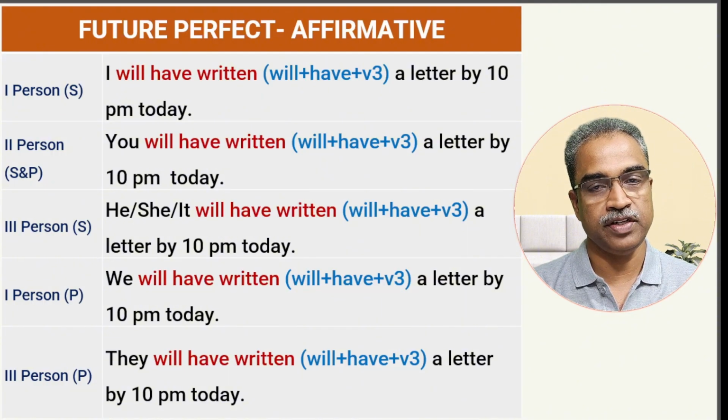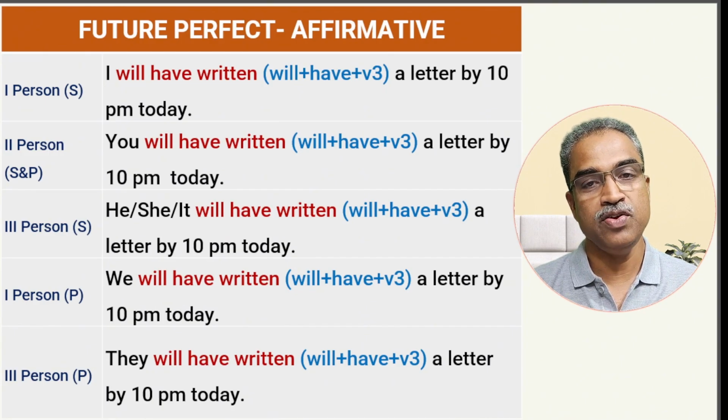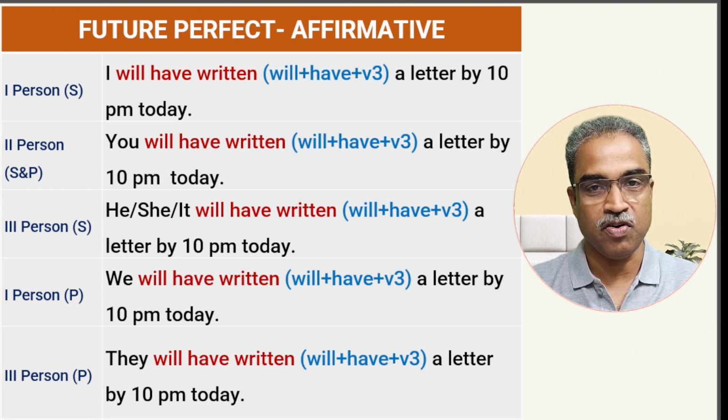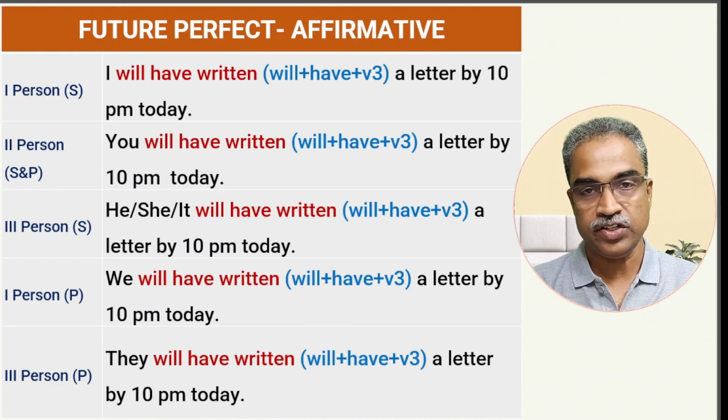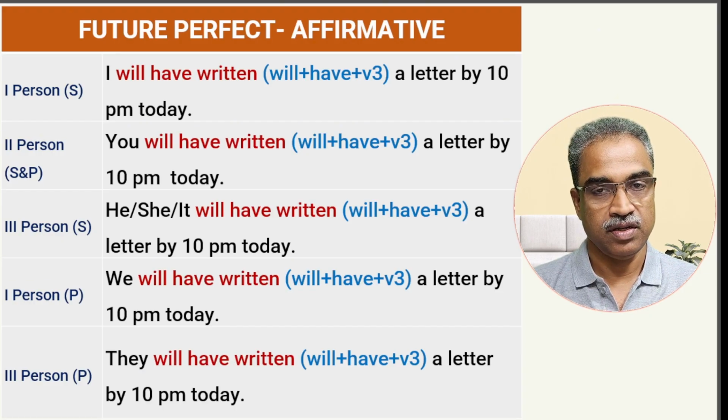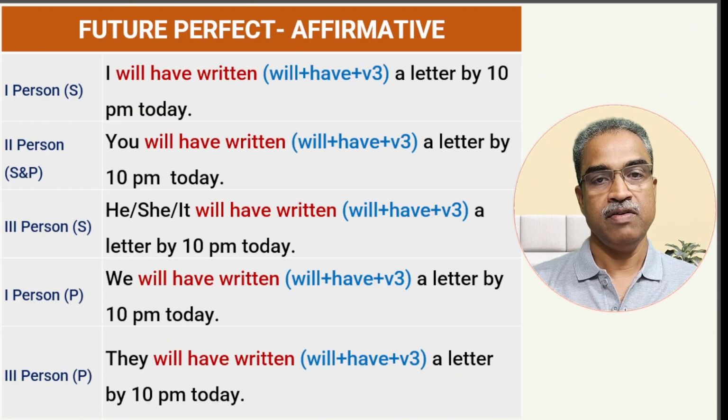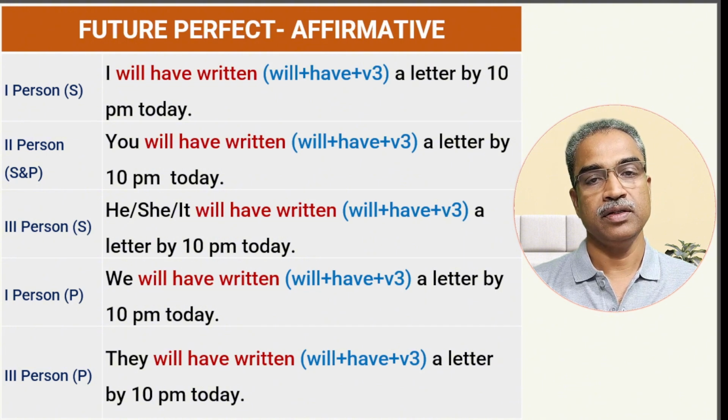Something completed or perfected in the future. But before we go, I want you to understand the structure, the format of this tense. What is the format? Subject plus will plus have plus V3 form. I will have eaten, you will have eaten, my father will have eaten, the students will have finished, the teacher will have completed. So you can go on writing this. Okay. Clear.